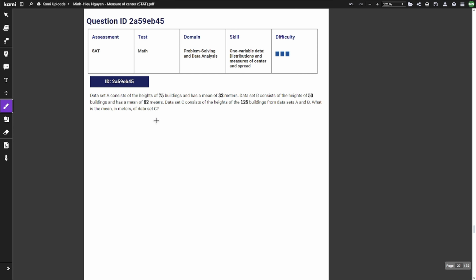Alright, this is like the exact same question as 25, except they changed from objects to buildings and changed up the mean. Alright, we can do the exact same thing. So for dataset A, we know that the mean is 32, which is equal to the heights of all the buildings, which we don't know, divided by the number of buildings, which is 75. So to find the heights, we just have to multiply the entire equation by the denominator, which is 75, and 32 times 75 is equal to 2,400.